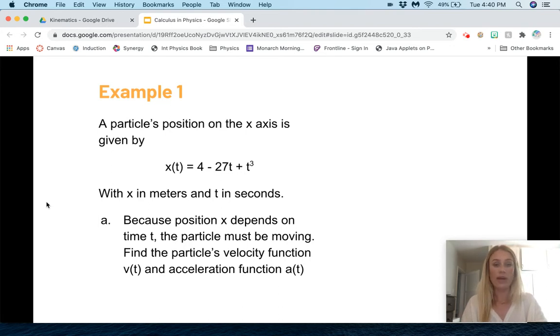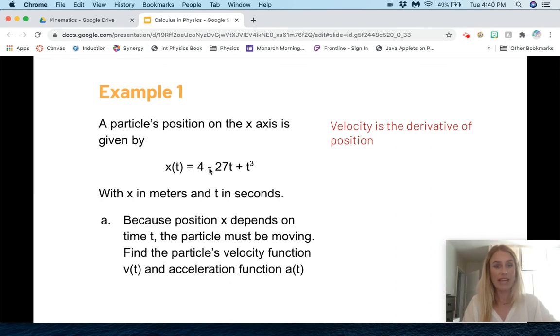So again, when we're going from position to velocity, all we're doing is taking the derivative. All right, so first and foremost, let's take the derivative of the original function. So we know velocity is the derivative of position. If we take the derivative of this original function here, I know the derivative of a constant is 0. So that just kind of drops out.